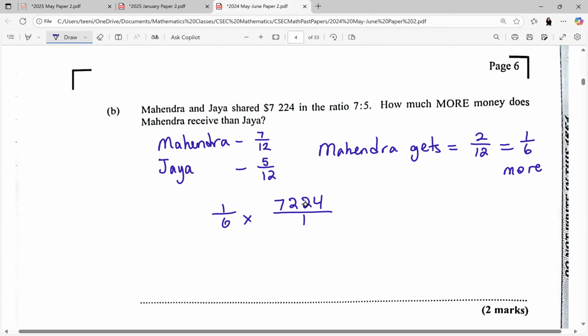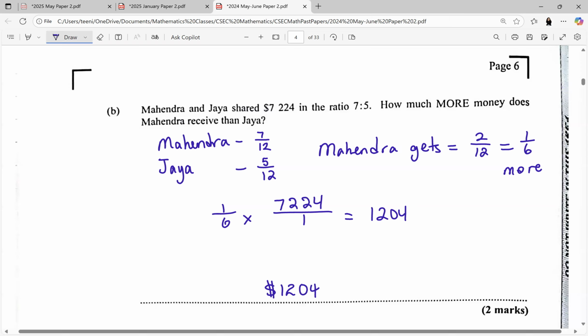Joshua, can you work this out for me, please? 1/6 of 7,224. Is 1,204. Correct. So Mahindra gets $1,204 more.